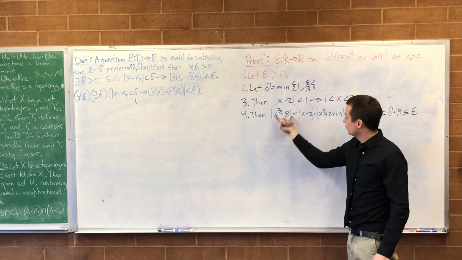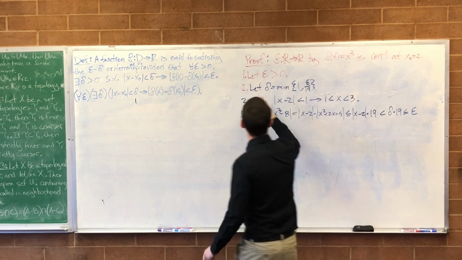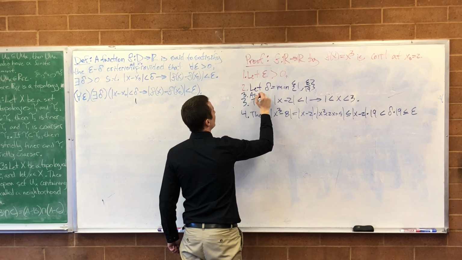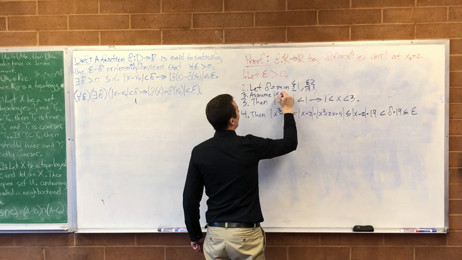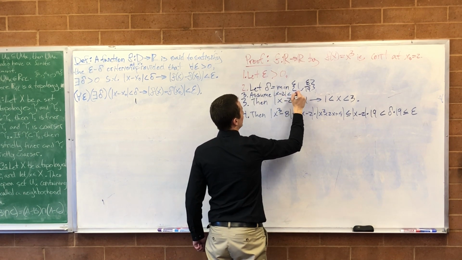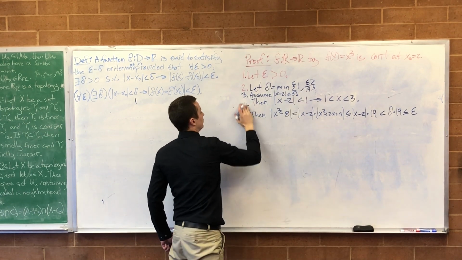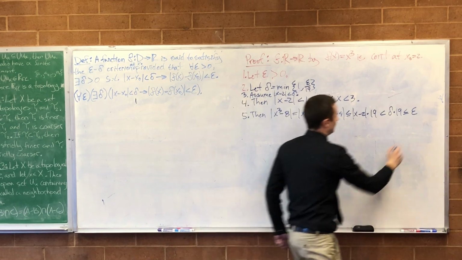So ultimately, I was trying to show if x minus 2 is less than delta, oh, I forgot to say that. So here's my real 3. Assume or let x minus 2 be less than delta. That was my real number 3. And then this is 4 and this is 5. And we're done.